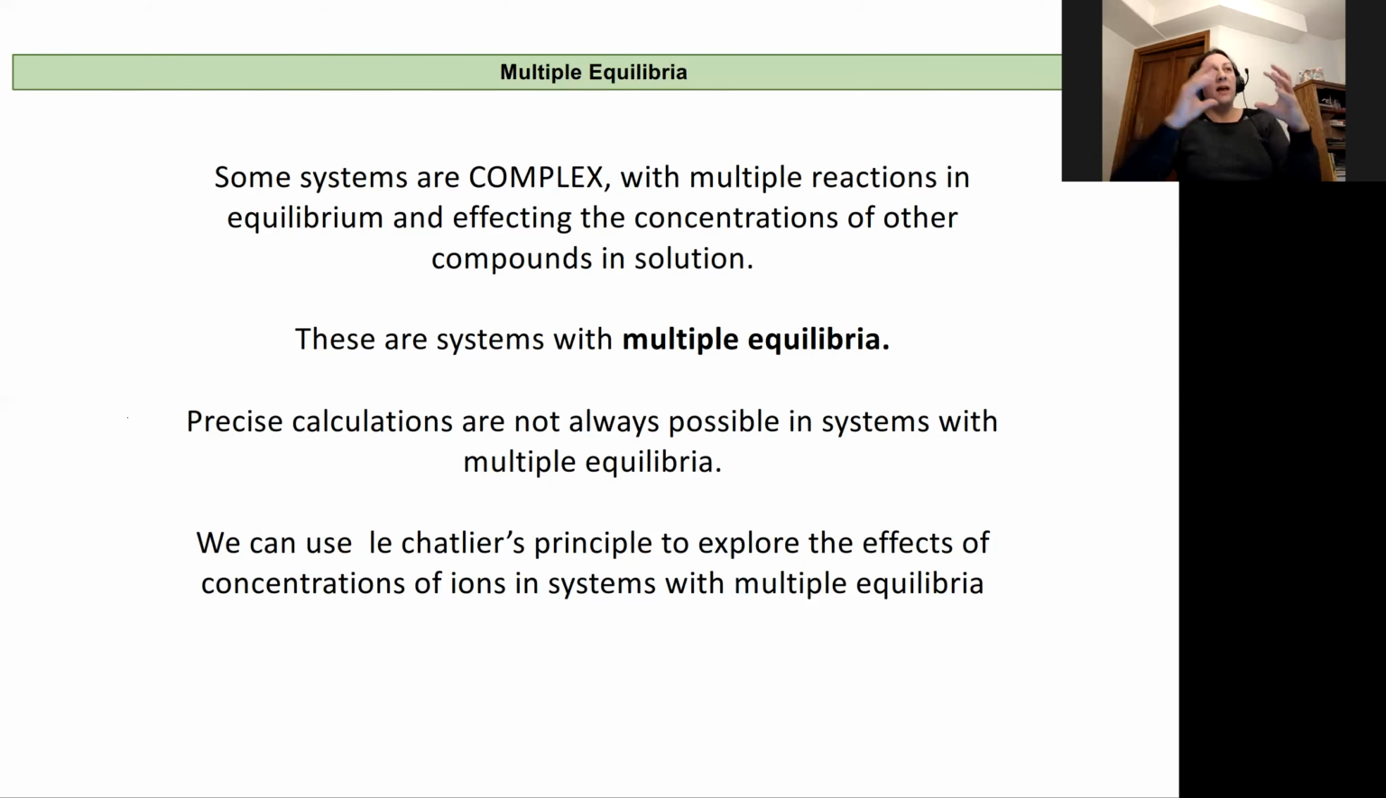But when you have chemical reactions that are both in equilibrium and affecting one another, but maybe not in a directly cascading way like a polyprotic acid, then it becomes a challenge to keep track of what's happening. So precise calculations aren't really possible all the time with multiple equilibria. And I'm not going to set the expectation that in this class you're going to figure out how to handle some of these more difficult and challenging problems.